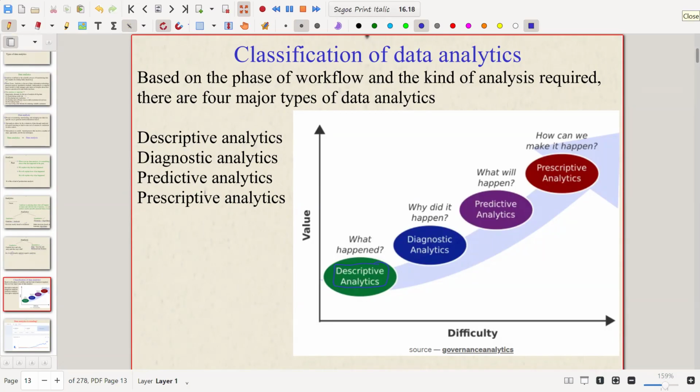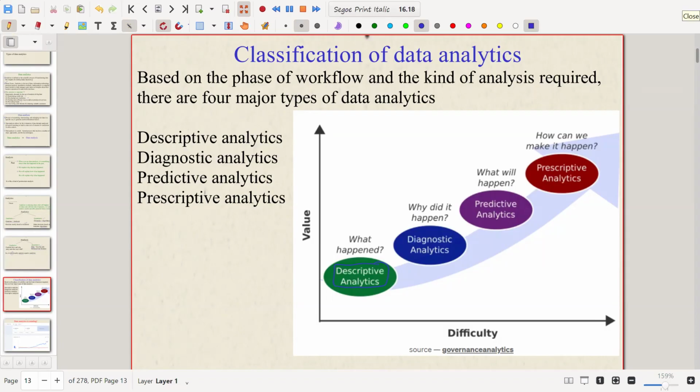We have an aim that we want to make a profit in our mall, and how can we make it happen? What steps do we need to follow to make it happen? That is prescriptive analytics. So mostly in this semester you will be learning about data analytics and visualization, the most basic part of data analytics. The first step for any data analytics course.